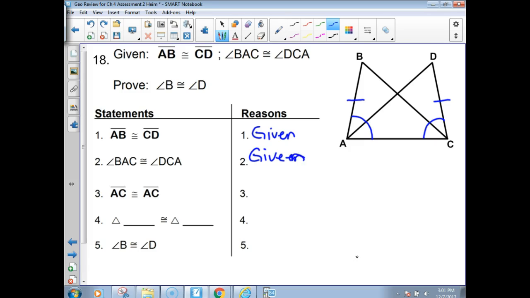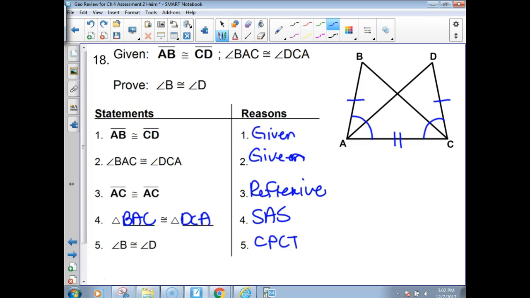Weird word, given. Then it says AC is congruent to AC. Why? Yeah, reflexive. All right, and now I can go for some triangles. I'm going to do triangle BAC. It's congruent to triangle DCA. And this, from our picture, side and an angle and a side. Side, angle, side. And now the rest of the parts are congruent by CPCTC. Okay, it's quiz time.